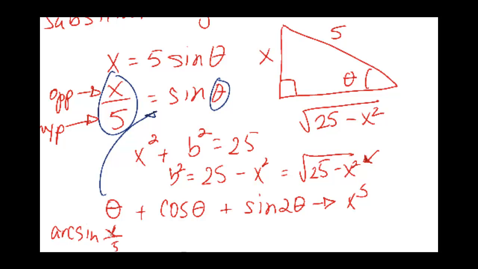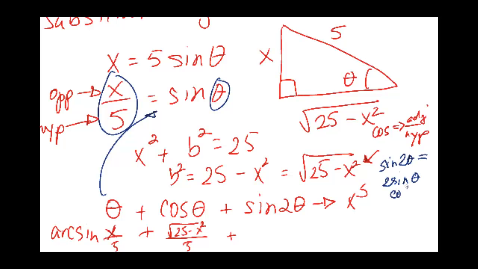This is just a hypothetical problem I'm using to solve this. And then cosine theta, if I come over here to the triangle, cosine, if you remember, is adjacent over hypotenuse. So that's going to give you root 25 minus x squared over 5. Plus sine 2 theta is a little bit more complicated. What you have to do is remember that sine 2 theta equals 2 sine theta cosine theta.